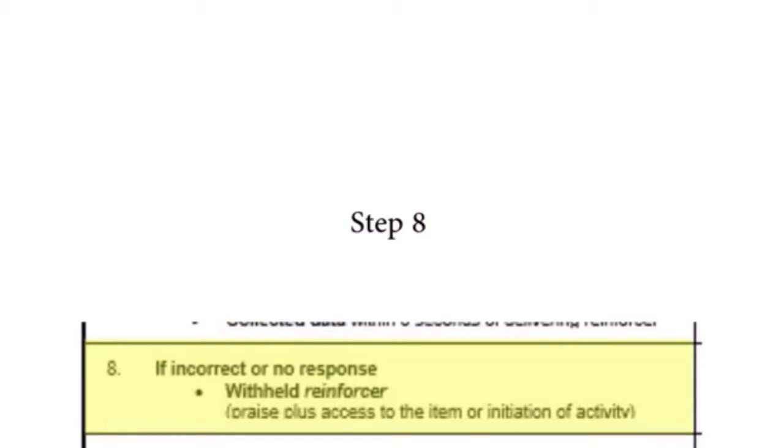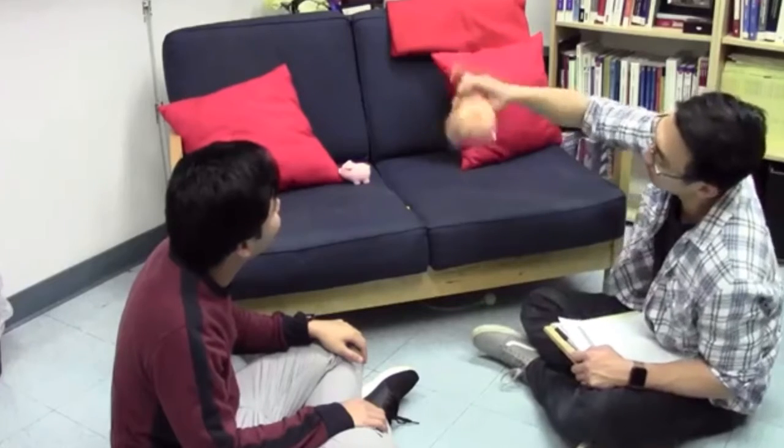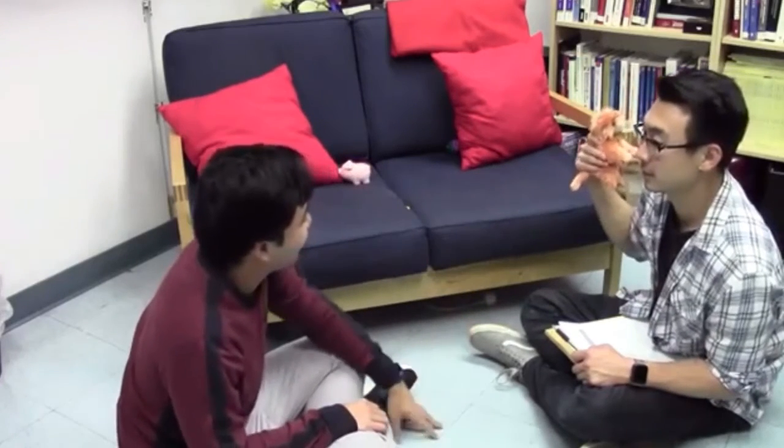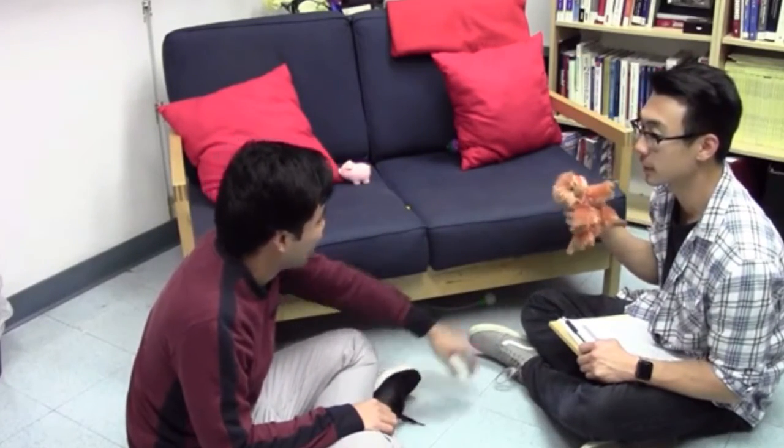The first part of this step is to withhold the item or activity. When withholding, keep the item out of the client's reach or refrain from allowing the activity to continue. In this following video clip, notice how the client just reaches out to grab the monkey, but that is an incorrect response. So, the instructor keeps the monkey out of reach.